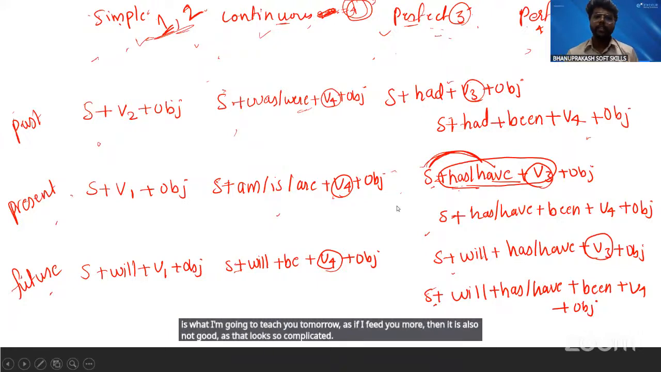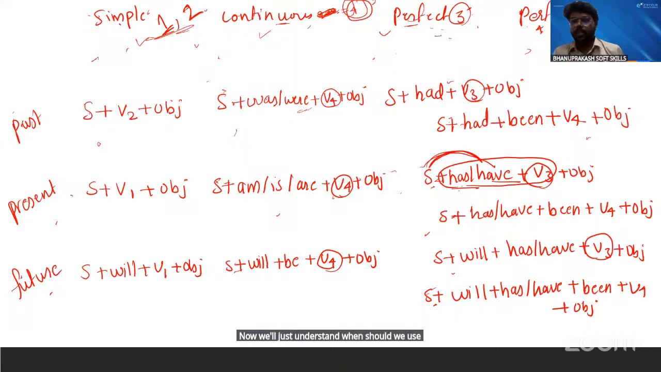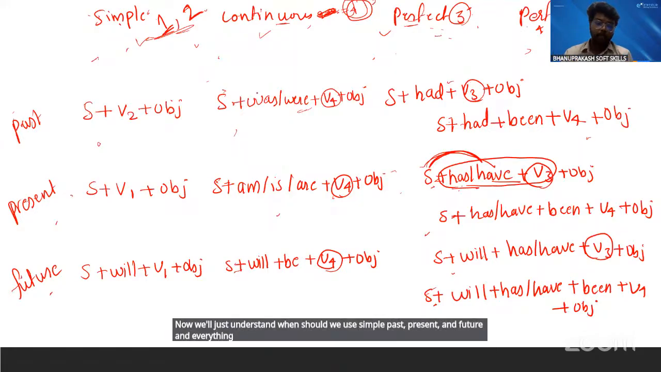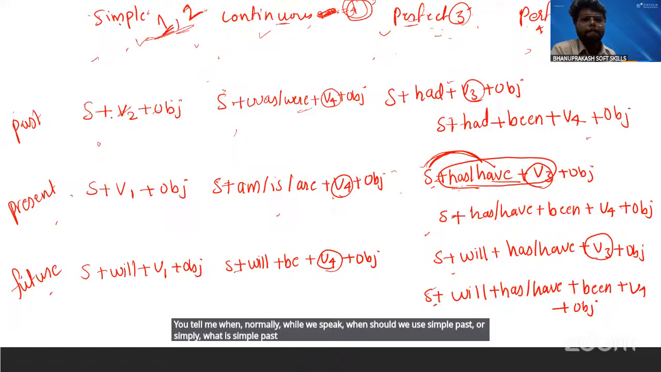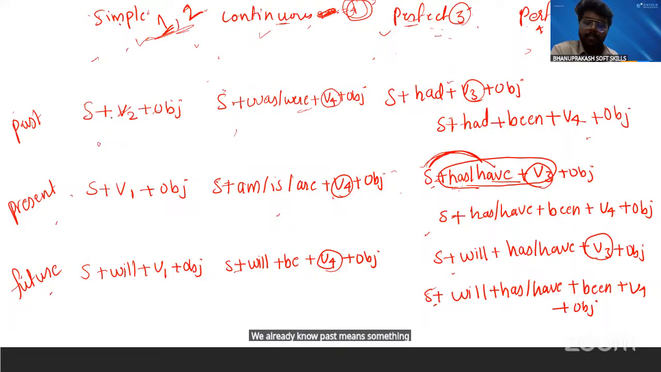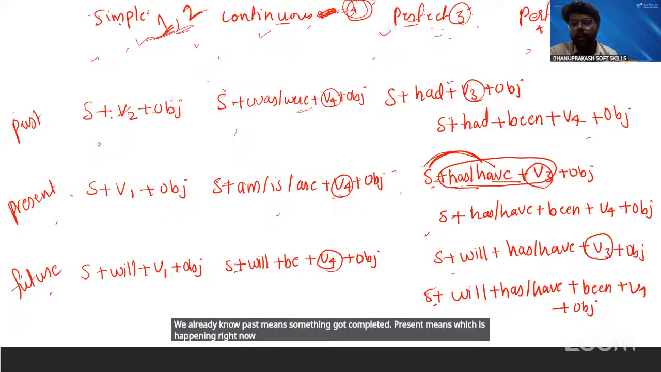Now we'll just understand when should we use simple past, present, and future and everything. You tell me, normally while we speak, when should we use simple past, or simply what is simple past? We already know past means something got completed, present means which is happening right now, future means going to happen in future. But we categorized them into four parts, like simple, continuous, perfect, and perfect continuous, right? So what exactly is this meaning? Simply, what is the meaning of this simple past?